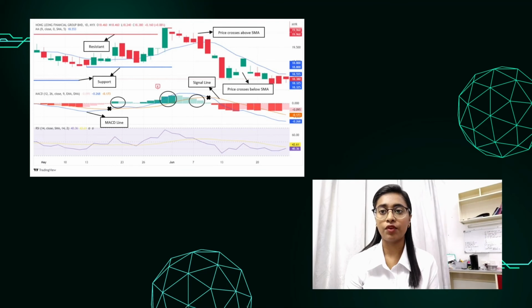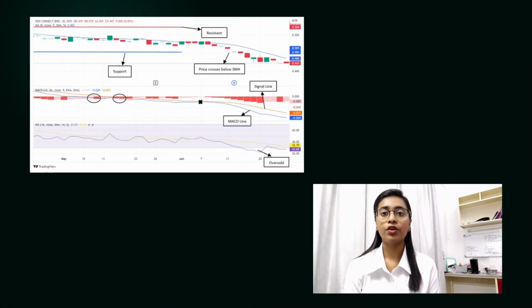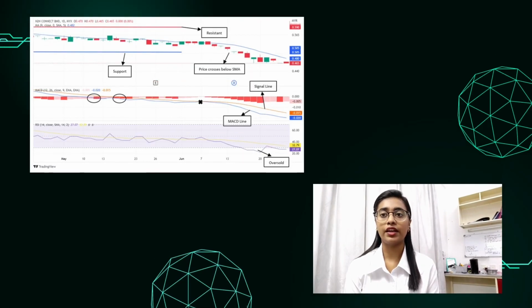MACD line crosses from below to above the signal line, which shows the Hong Leong market is bullish on 19th May, while on the 10th of May, the MACD line crosses from above to below the signal line, which shows the bearish market. Hong Leong market shows the sign of bearish market when relative strength index tends to remain in the 40 to 70 range. Moreover, we buy stocks of End-to-End Connect Berhad.